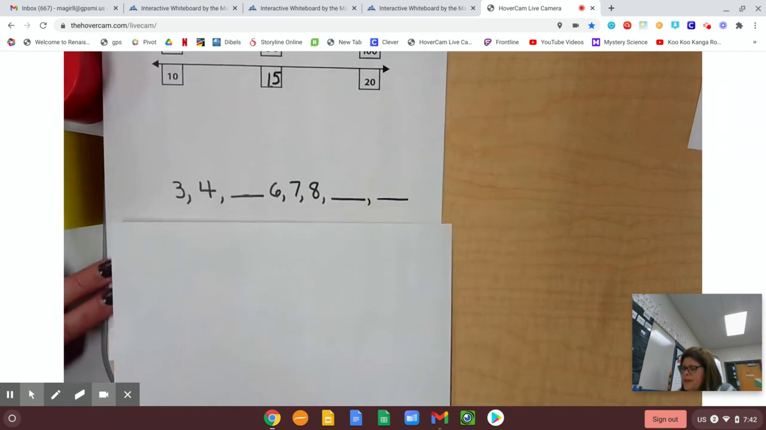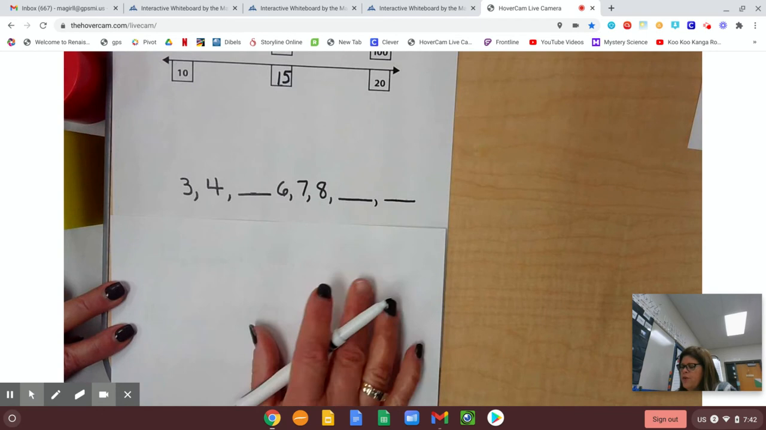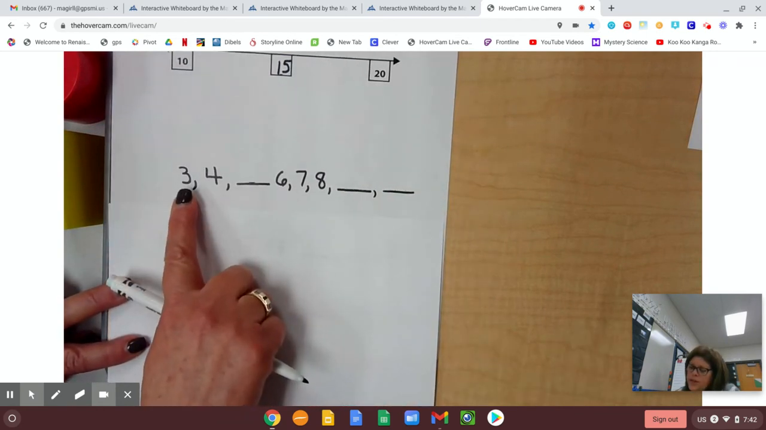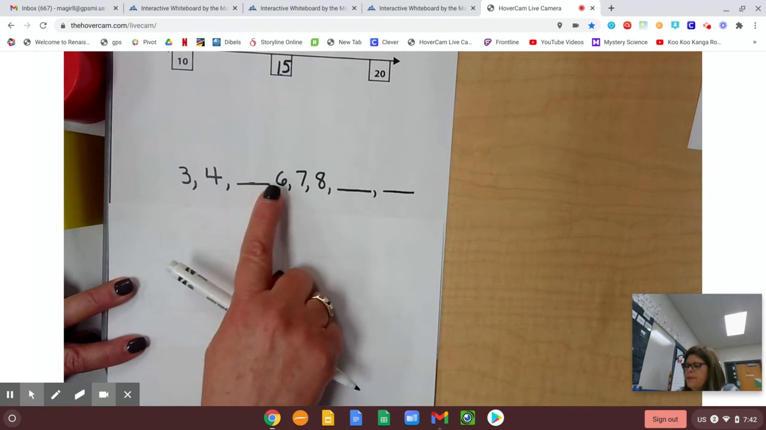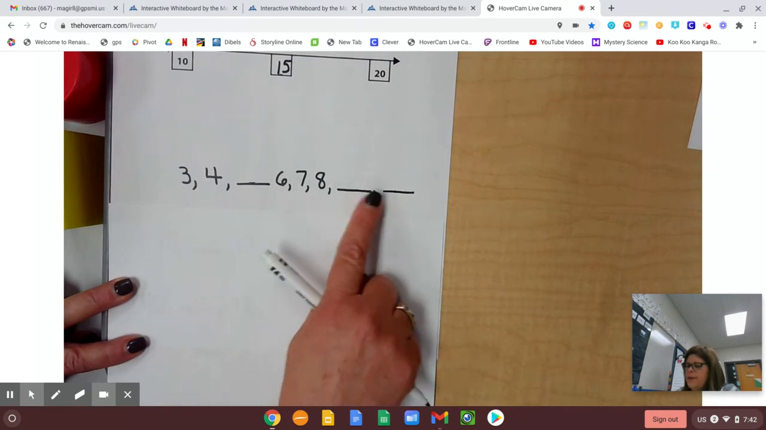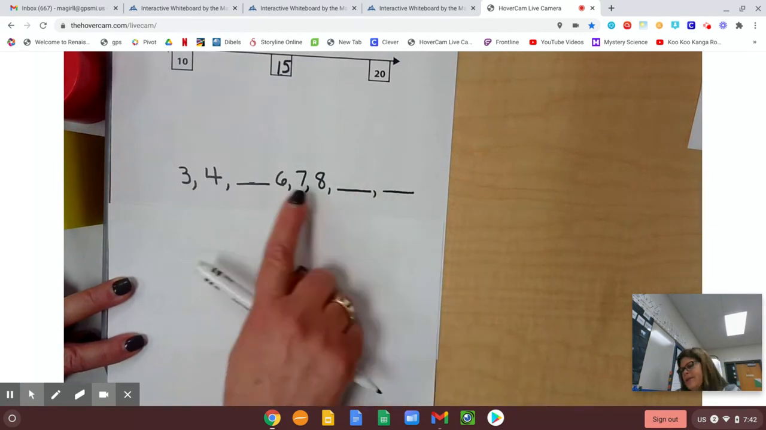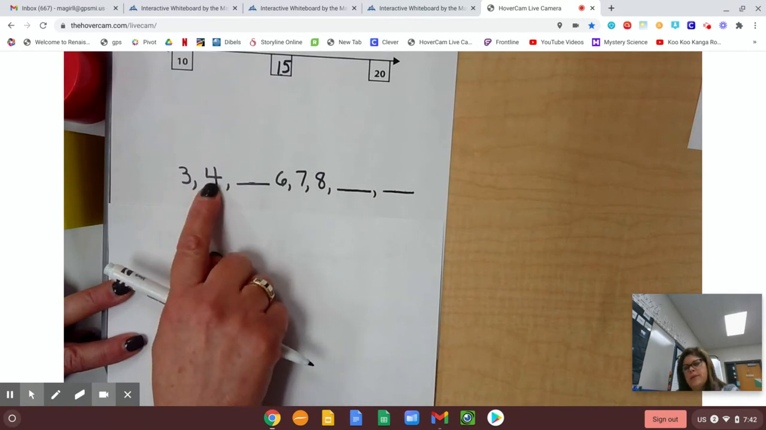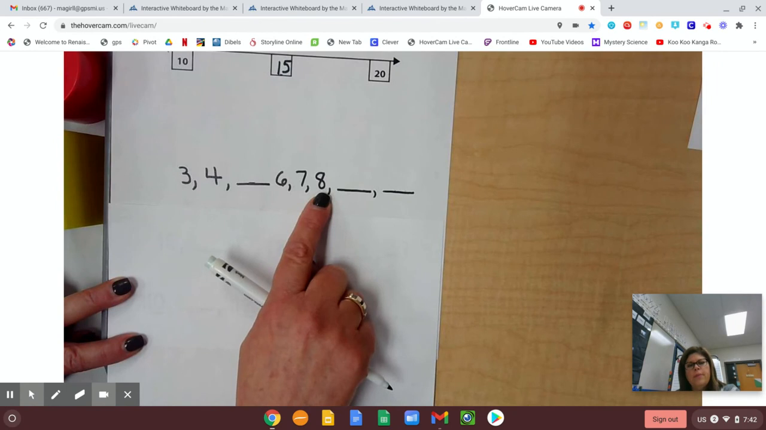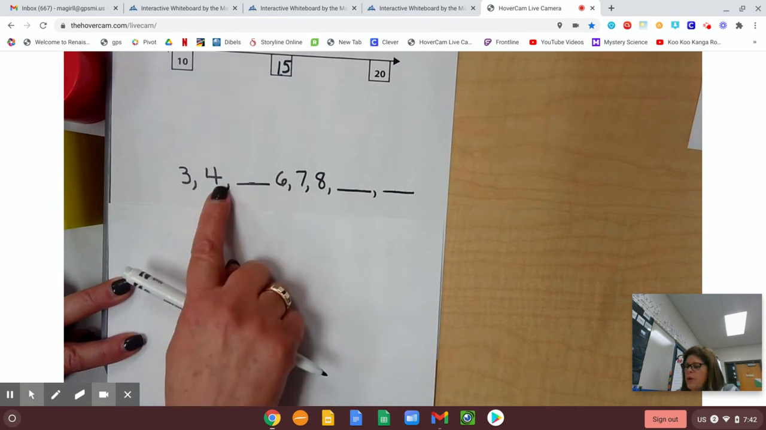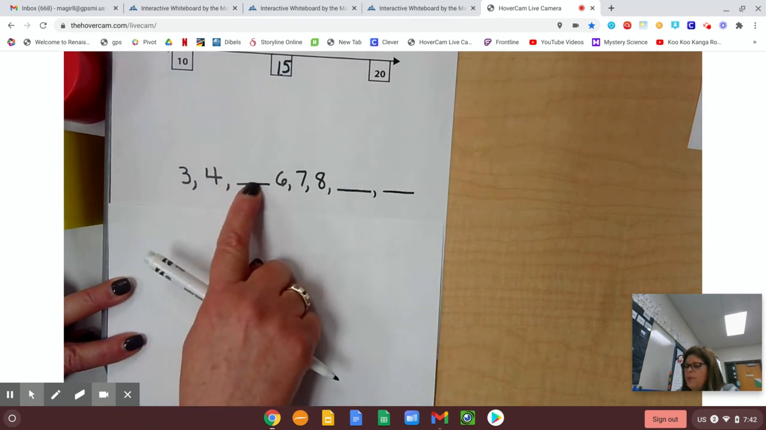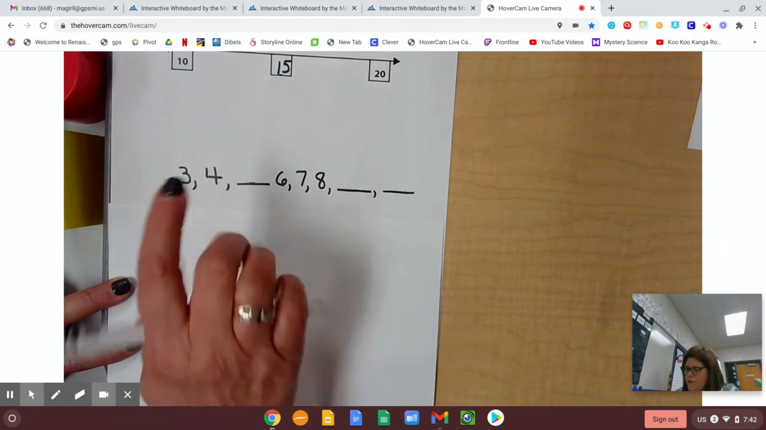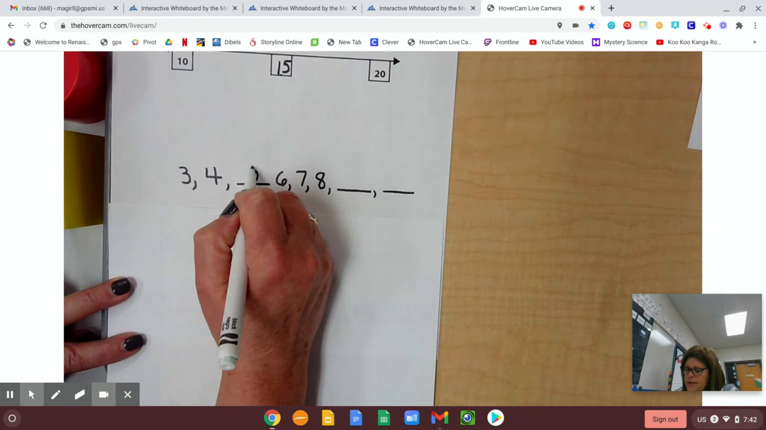The next thing is we've also had to try to figure out what number comes next in a pattern. So when I look, I see 3, 4, blank, 6, 7, 8, blank, blank. Well, I can tell 3 and 4 are counting by ones, and 6, 7, 8 are still counting by ones. So I want to figure out, will it make sense if I just put one more? 3, 4, and one more would be 5. It would make sense.